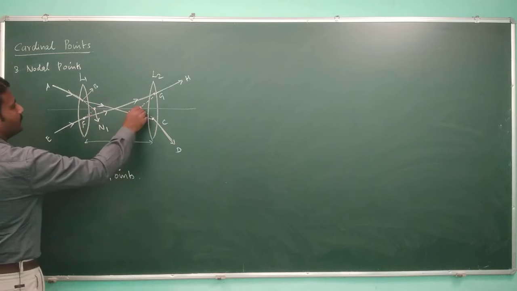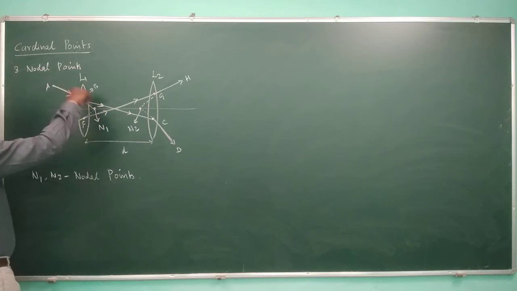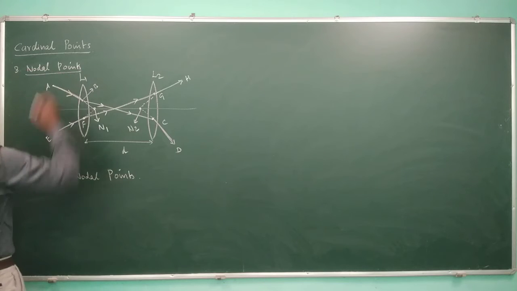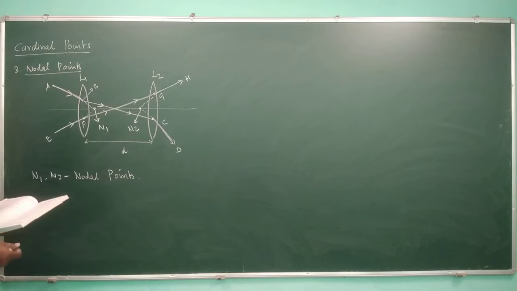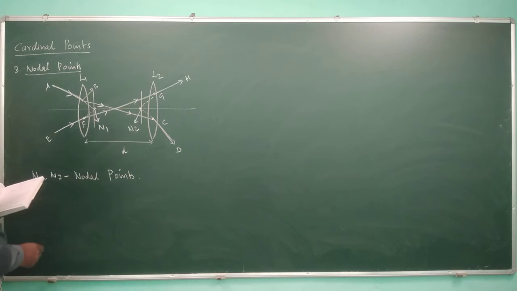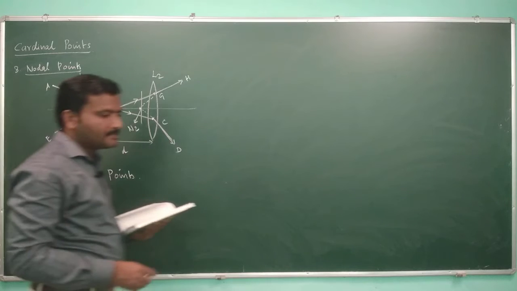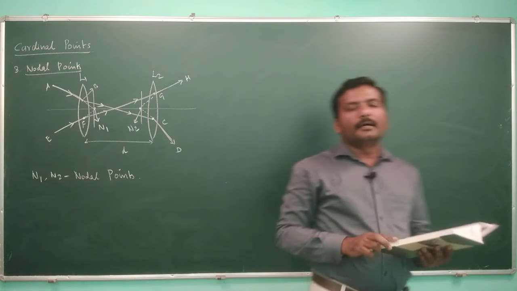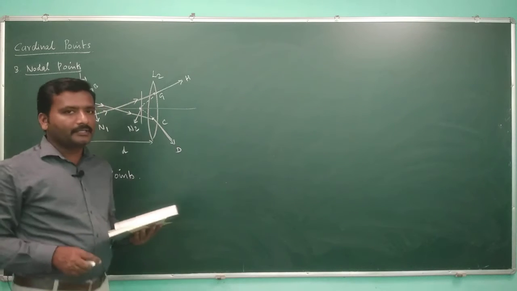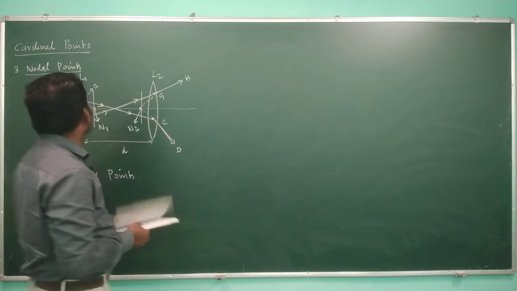At the nodal point, if a light ray travels towards the nodal point, the net refraction is 0. In that way you can define nodal points. And the planes corresponding to nodal points N1 and N2 are called nodal planes. Nodal planes are perpendicular lines drawn to the optical axis at the points N1 and N2, which are the nodal points.